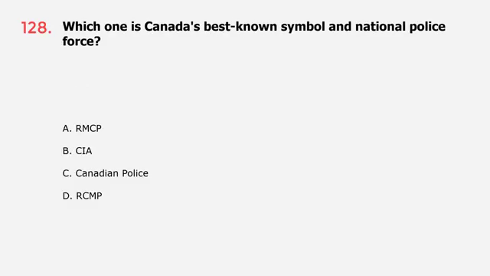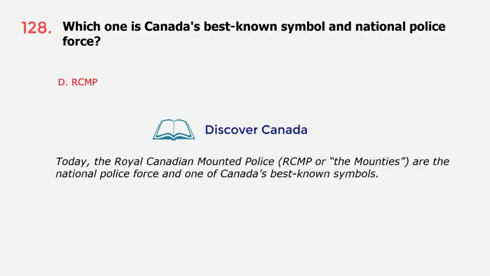Question 128. Which one is Canada's best-known symbol and national police force? A. RMCP. B. CIA. C. Canadian Police. D. RCMP. The answer is D, RCMP.